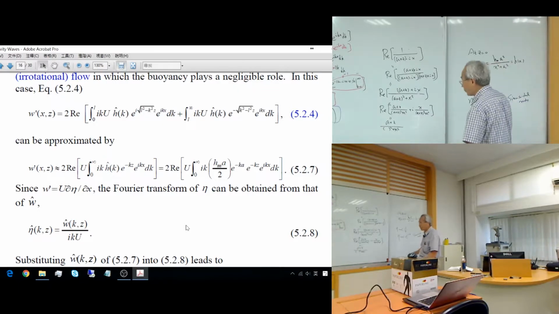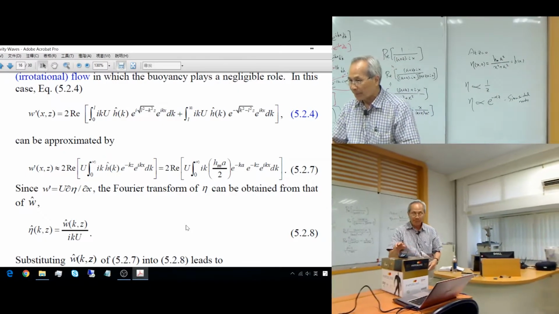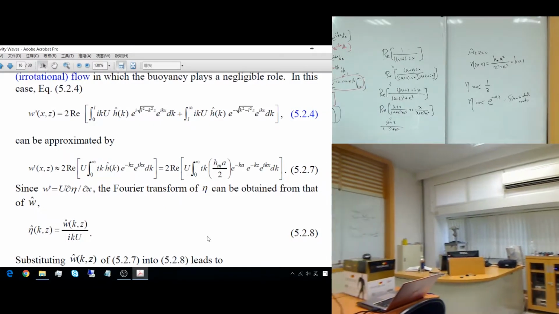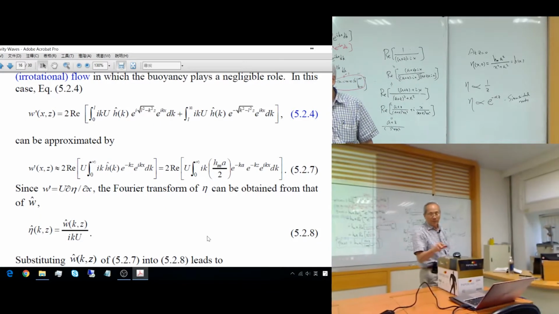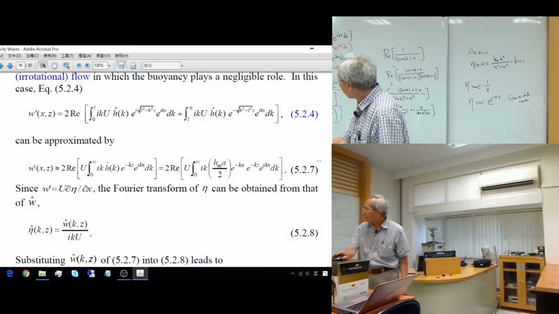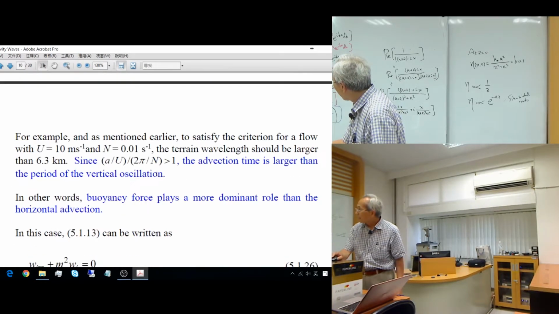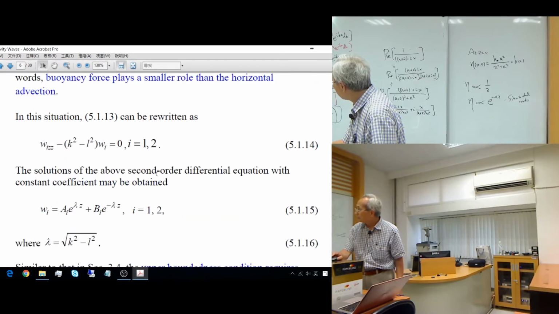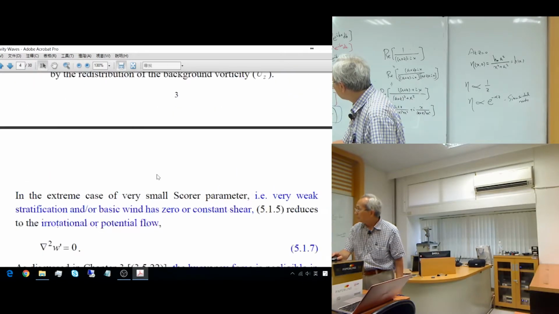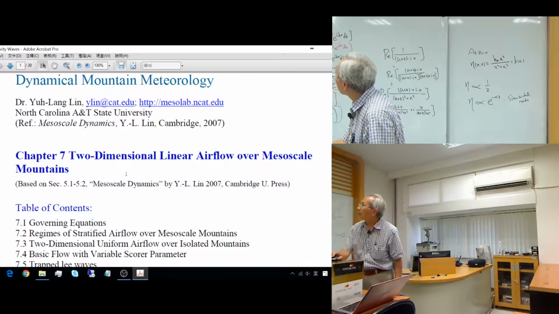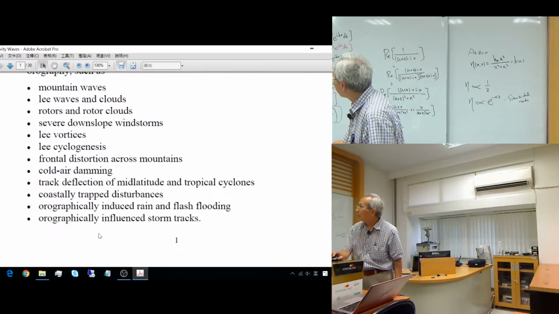Remember, we had this solution before, for the sinusoid mountain. Very early. Oh, it's the last chapter. It's in the chapter on flow regimes, section 7.2.